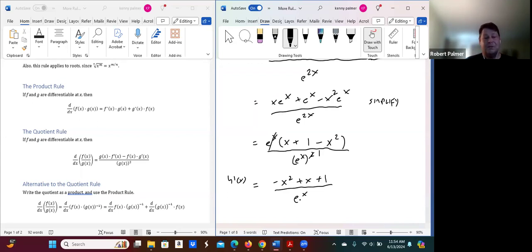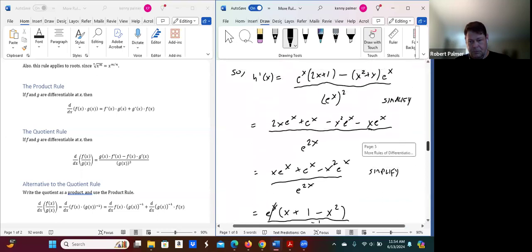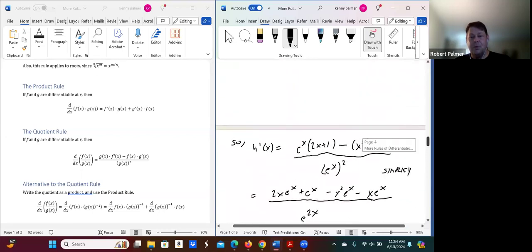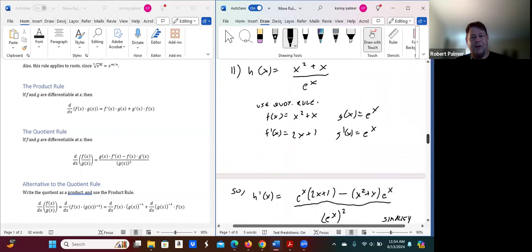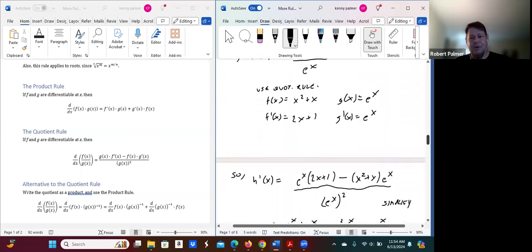So the quotient rule is definitely more involved than the product rule because you just have to be really, really careful with how you do it. Now, take a look. We'll do one or two more examples, and let me think about the next one I want to do specifically.